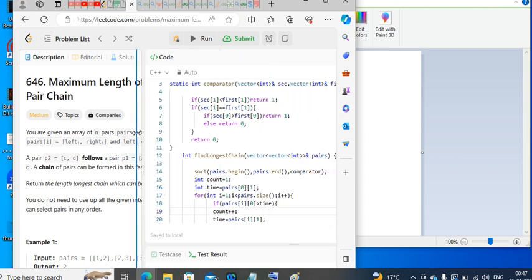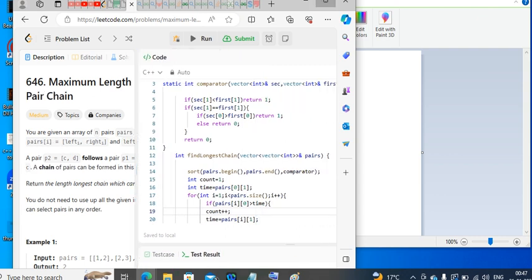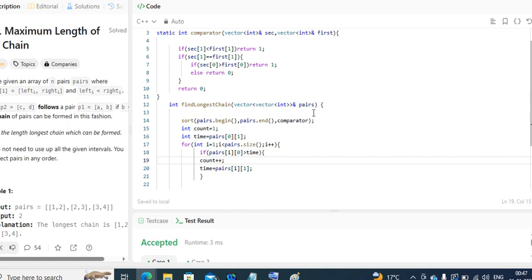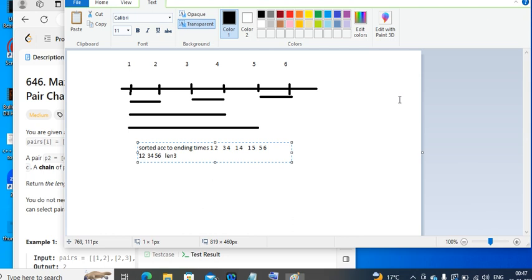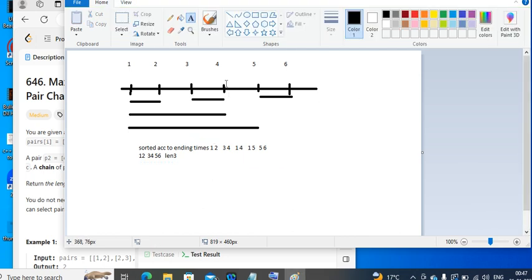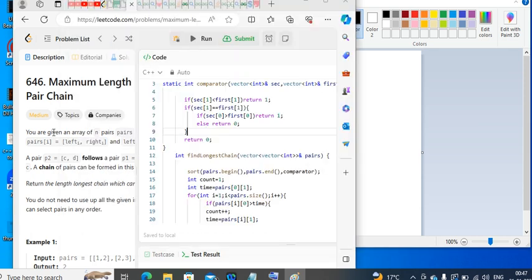Here is the code. I have first sorted the array, right? If the ending times coincide, as I said, both are ending at 4, always place the one with the greater start time first. So 3 is a greater start time, so it's placed before the envelope. That's how I've sorted the array.